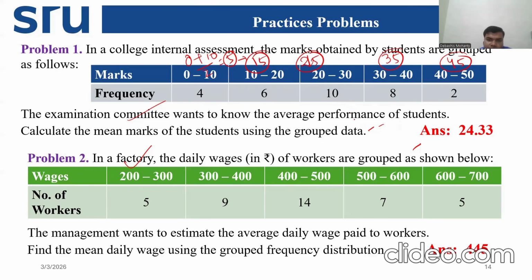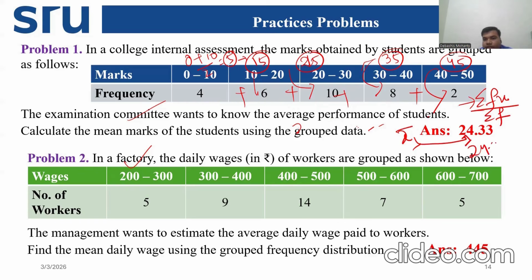And then we need to apply the formula, that is the sum of fx. So that is 4 into 5, that is 20, and 15 into 6, 25 into 10, 35 into 8, 45 into 2. That way we can calculate the sum of fx. Then divided by sum of f, the sum of the frequency: 4 plus 6 plus 10 plus 8 plus 2. So in this way, you can calculate the x bar. So x bar value, just verify, that is 24.33. Verify this.